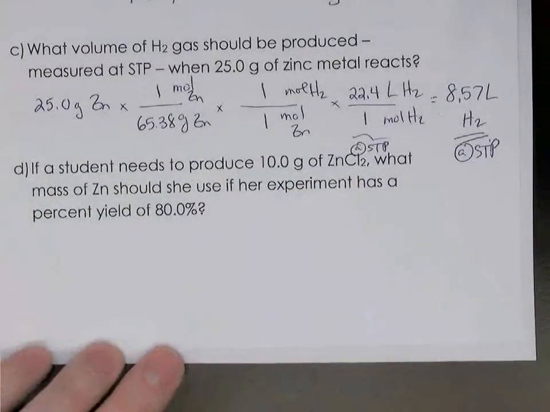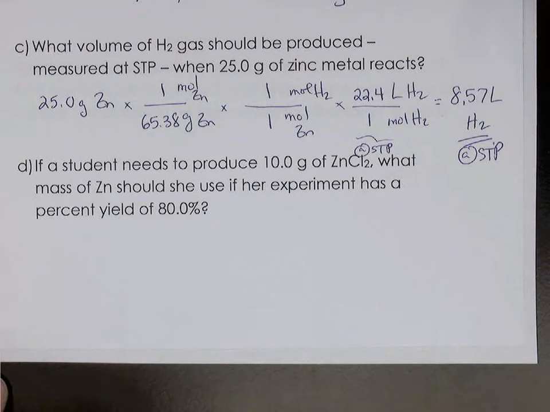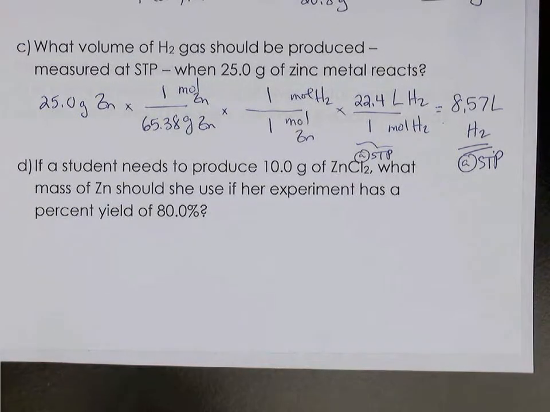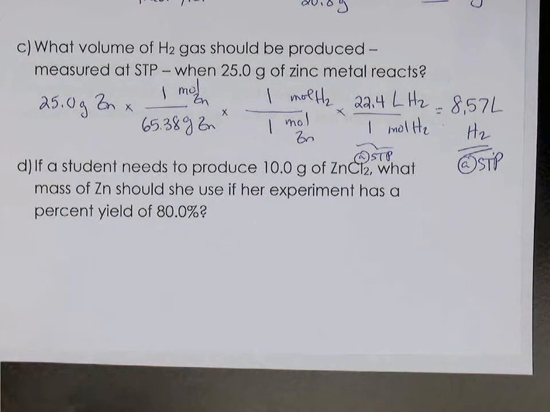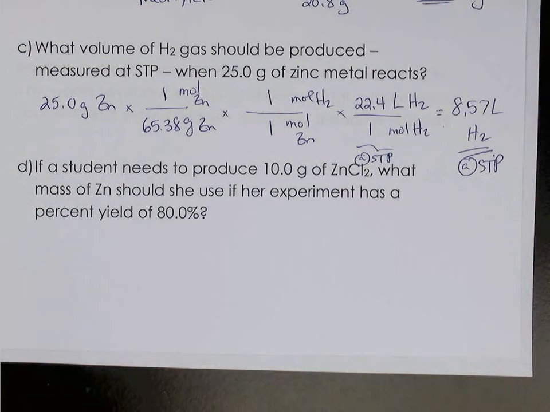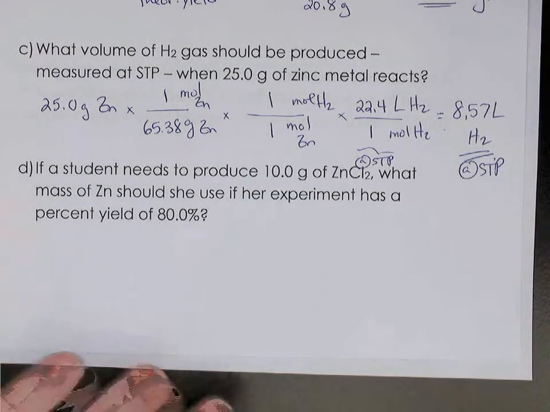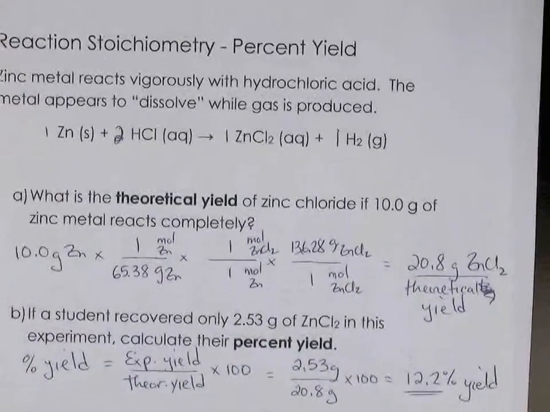Part D is again a percent yield question, but this time it's a little bit harder. We're not just going to find a percent yield, we're going to use it in a question. So a student needs to produce 10 grams of zinc chloride. They must produce 10 grams of zinc chloride using the same experiment.